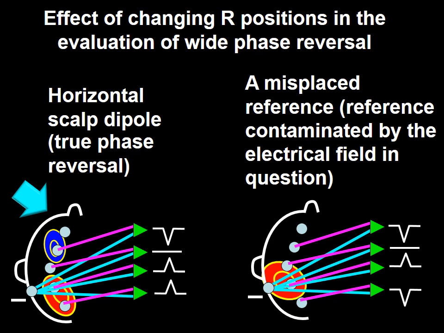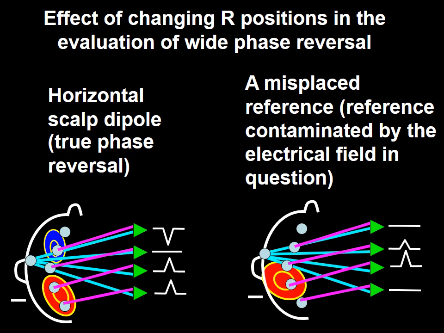As you can see, in this case there is a true phase reversal, whereas in this case there is a contaminated source. In this new frame, I have changed the position of the common reference electrode. I have done this to show you the effect on a true phase reversal, which is that the phase reversal will persist, contrary to what happens if the reference is contaminated, in which the phase reversal will disappear.